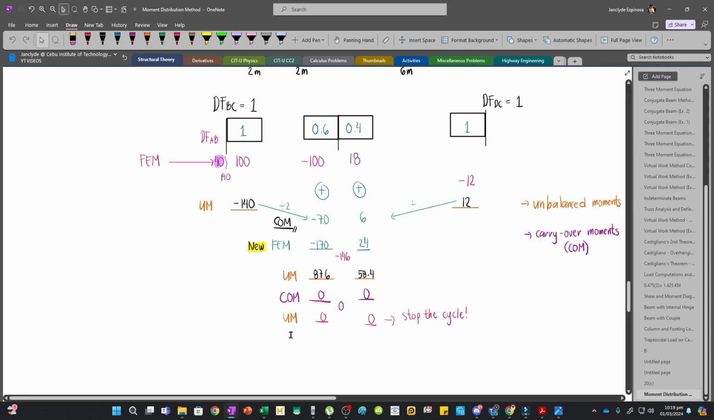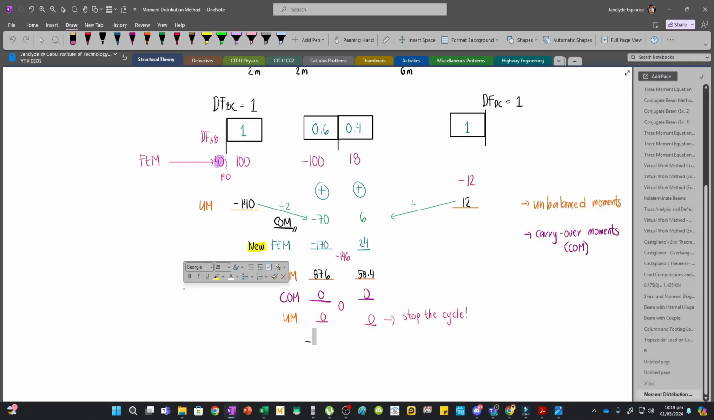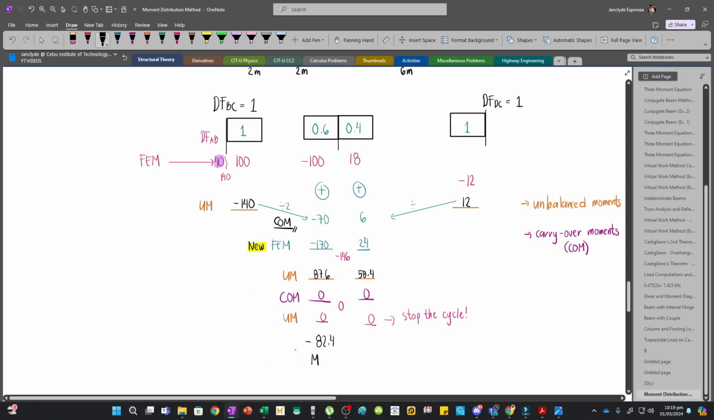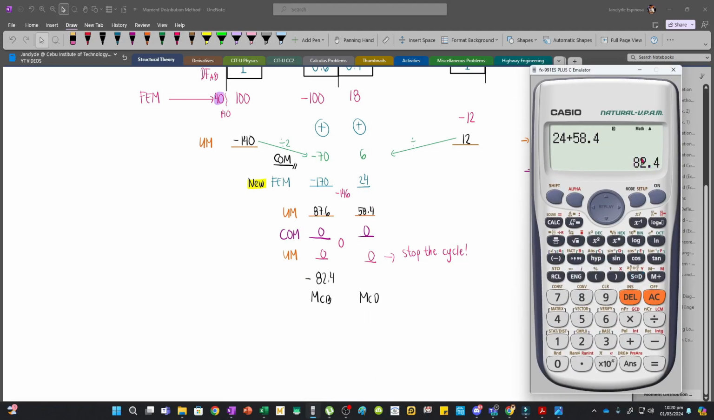And so let's just actually sum up all of these. However, take note here that we'll sum up from the new FEM, not from this one. Because yung ginawa natin is we carried over these moments directly. So, negative 170 plus 87.6, we have negative 82.4. So this is minus 82.4. Now this is our MCB, or I'll just put this here. This is MCB, and then for MCD we have 24 plus 58.4, that will be 82.4 positive.